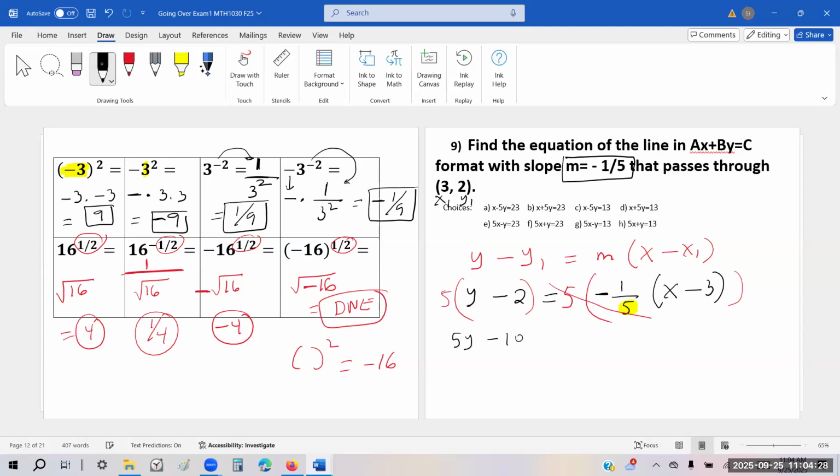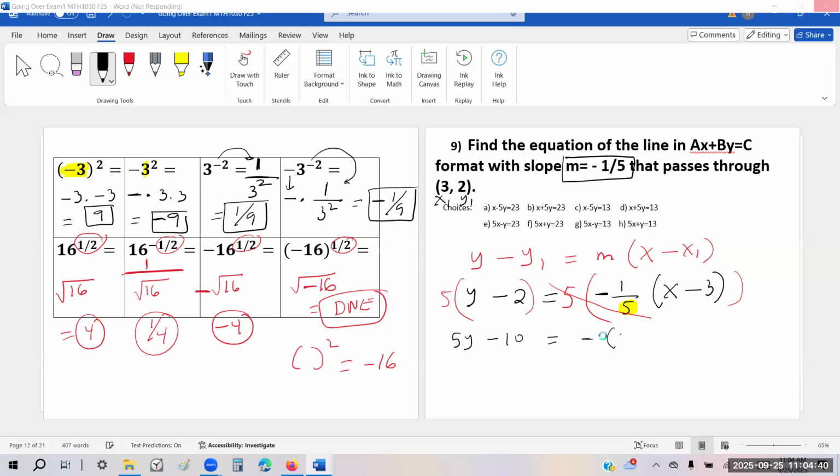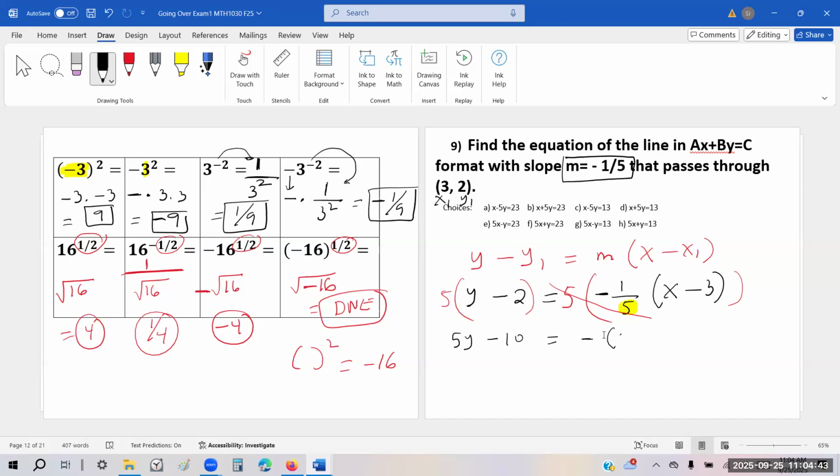You have 5y minus 10 and negative, come on, negative (x minus 3). You cannot disregard this negative. You still have a negative. The only thing you got rid of was the 5. You didn't get rid of the negative sign. That means you have to distribute the negative here. So you get 5y minus 10 is -x plus 3. Not -3, it's +3.